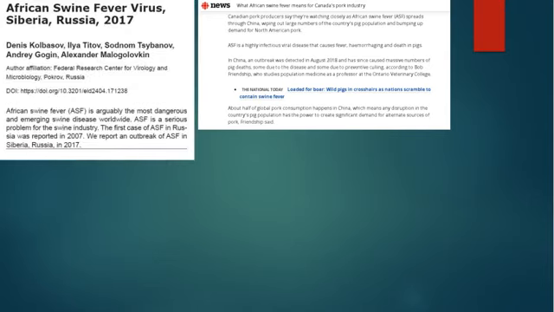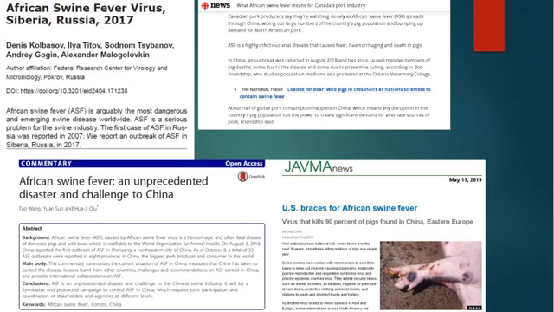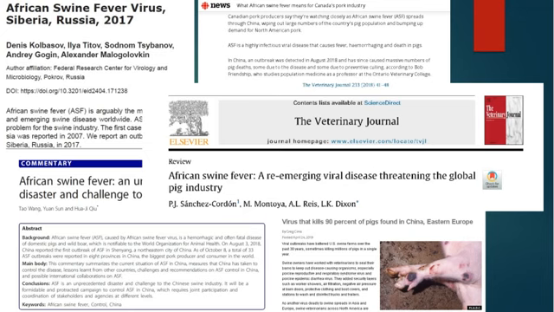A couple articles here as well. African swine fever reported in Siberia, Russia, African swine fever in China. The US, they're also worried about African swine fever spreading there. It's not just problematic in those continents, but it could be a worldwide pandemic if we don't take the proper control measures.